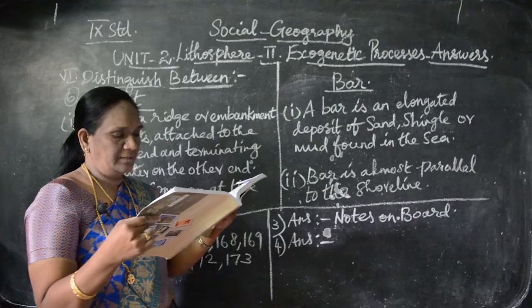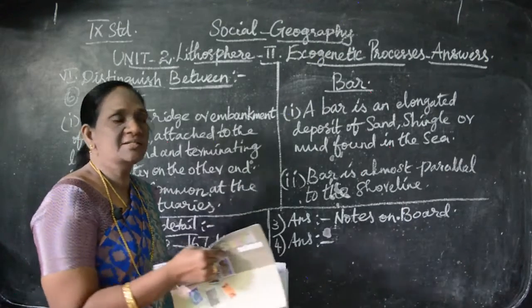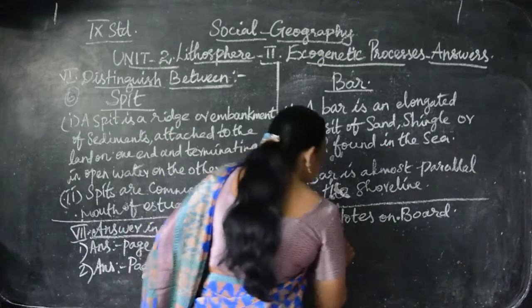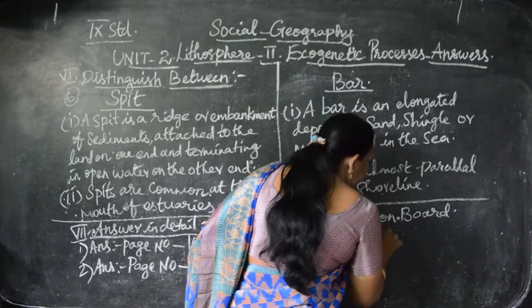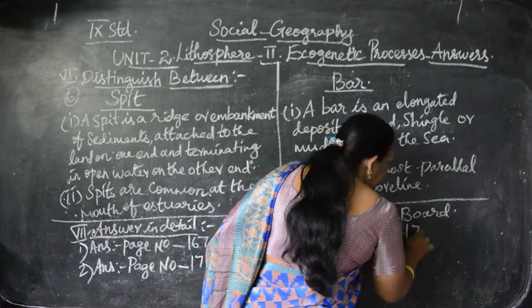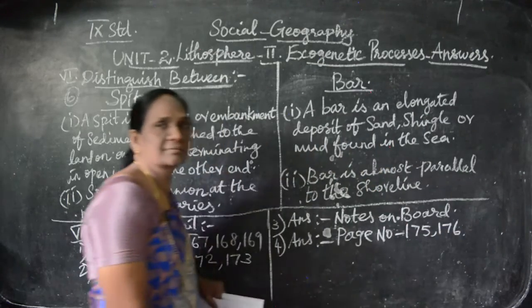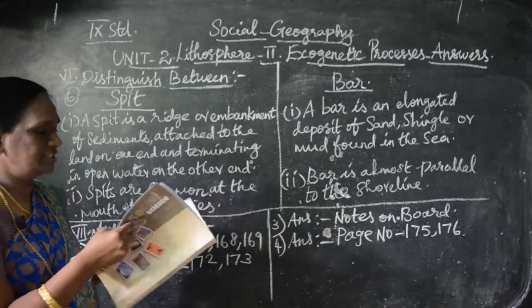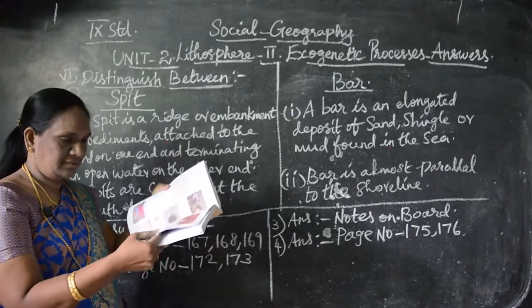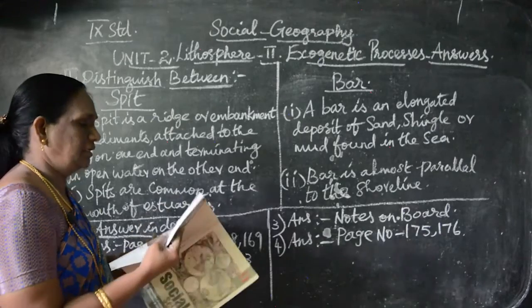And the fourth one: describe the depositional work of wind. It is in page number 175 and 176. Take page number 175.